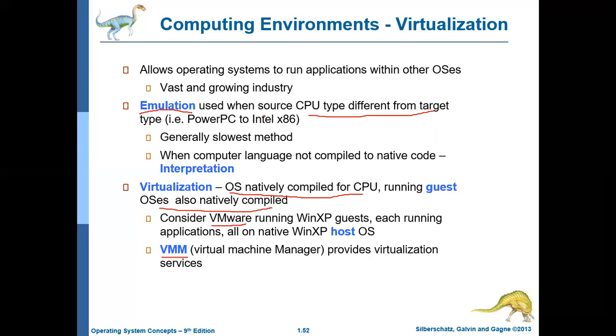What does it mean? Say for example, initially Apple was using IBM's PowerPC processor for its computers. Later it switched to the x86 processor. Now the operating system is compiled for this particular PowerPC processor. It is not compiled for the Intel x86 processor.